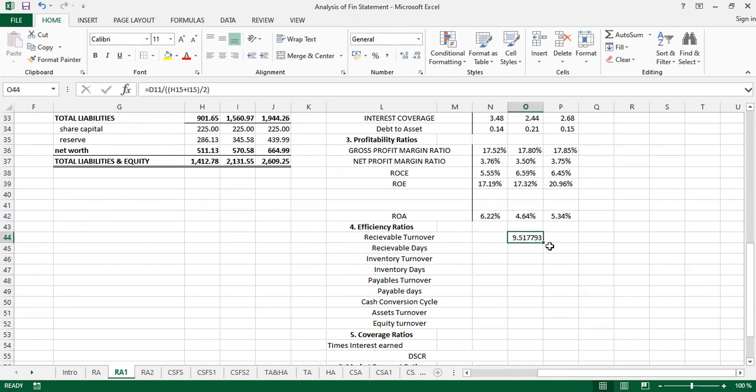So our receivable turnovers are very low. I'll do 2 decimal places. Then I'll come to the receivable days. So receivable days equals the number of days per year we are assuming, 365, divided by this one. Control Enter.